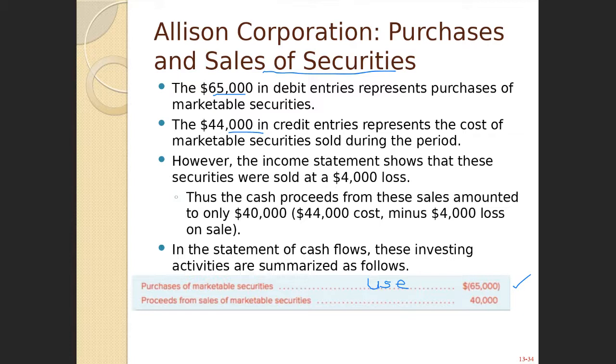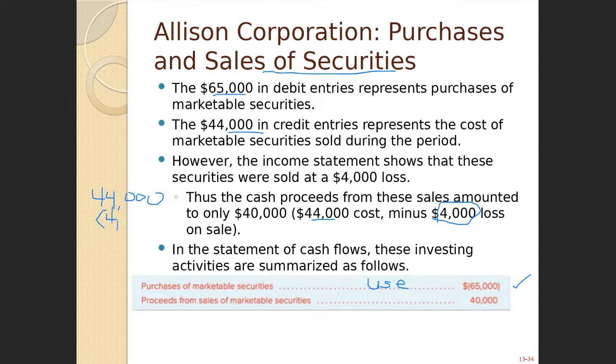When a corporation sells marketable securities, that's a credit to the marketable securities account. But again, look what happens here. Remember, the marketable securities' original cost was $44,000. But on the income statement, we saw a $4,000 loss on the marketable securities sale. So what was the net cash inflow, guys, from the sale of marketable securities? We start out with $44,000 because that's the book value. But what was the net cash inflow? Anybody with me? Book value was $44,000. Remember, there was a loss.